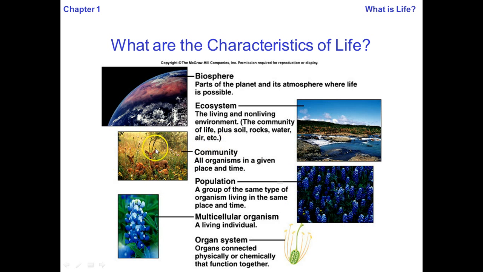Of course, you know those flowers aren't the only thing living in an area. So all of the populations living in the same area becomes a community. All of the communities in a particular area become the ecosystem. The ecosystem is also combined with the non-living environment, like soil, rocks, water, air, plus the community of living things. And then all of the ecosystems put together on the planet become the biosphere. This is any place where life is possible.